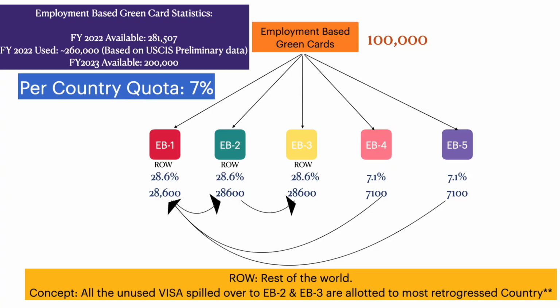Now, this spillover is also given a term, and it's called rest of the world. Why? Because let's say in EB4 and EB5, 100 visas were not used. I'm just giving a very rough number which is easy to calculate. So if 100 visas were not used, those go to EB1, and that becomes EB1 rest of the world, right? Similarly, let's say those 100 were again not used in EB1, those go to EB2 and subsequently to EB3.